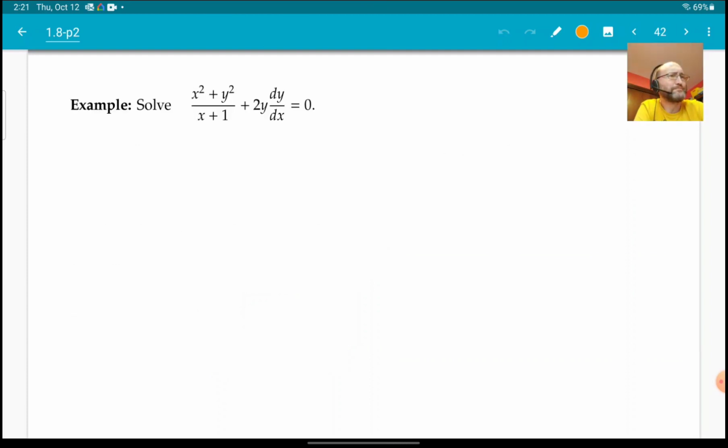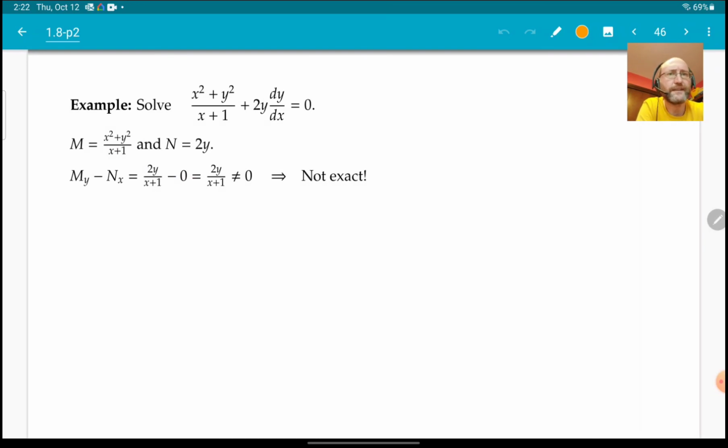Let's do an example. So let's suppose I have this guy over here. Now, m is this, n is this. m sub y minus n sub x. Well, you just do it. You differentiate this in y. It's fairly simple. 2y divided by x plus 1, right? And n sub x, 0. There's no x in there, right? So that's what this is. In particular, it's not 0, so this is not exact, right? This thing is not equal to this thing, right? Not exact.